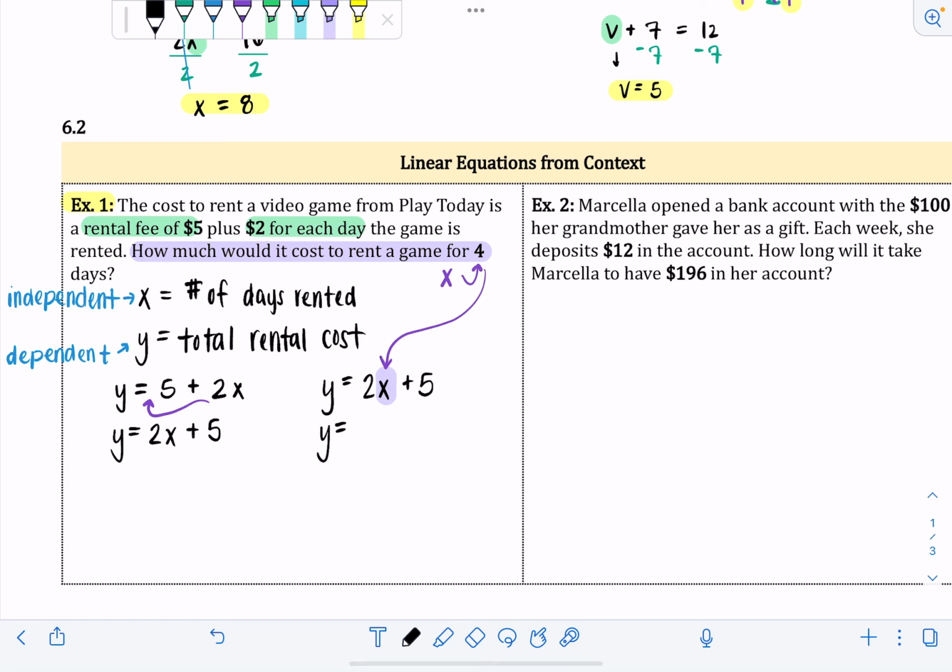So it'll be y equals 2 times 4 plus 5, and then remember order of operations, you would multiply before adding, so we would do 2 times 4, which is 8, plus 5, and then we'd get y equals 13, which y was the total cost, so I'm going to say $13 is the total cost.